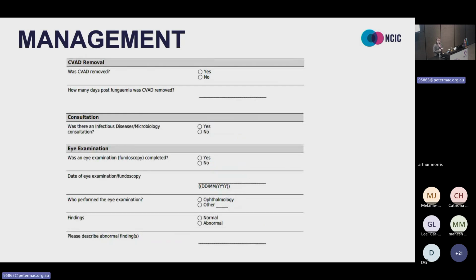Some key performance indicators as far as management of candidemias: was a CVAD removed? How long post-detection of fungemia was it that the CVAD was removed? Was ID micro consulted as gold standard? Was an eye examination performed? By who? And were there any findings? We kept it just free text because there can be endophthalmitis, there can be retinitis, and we'll probably just get a description and then we can sort it from there.